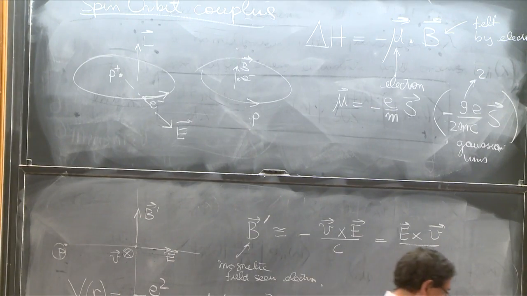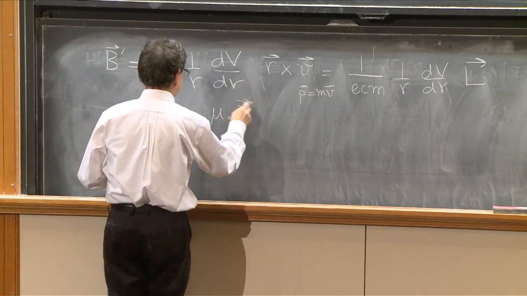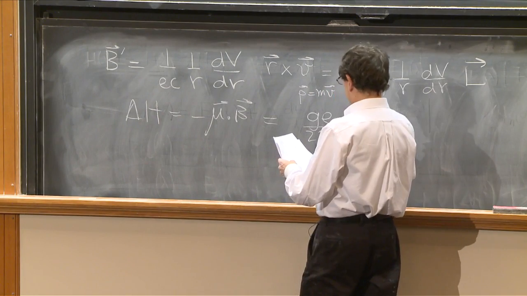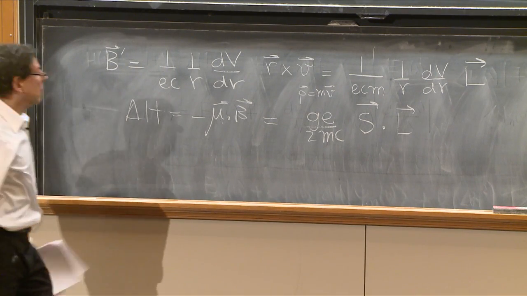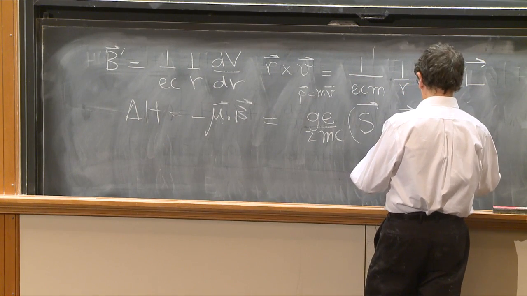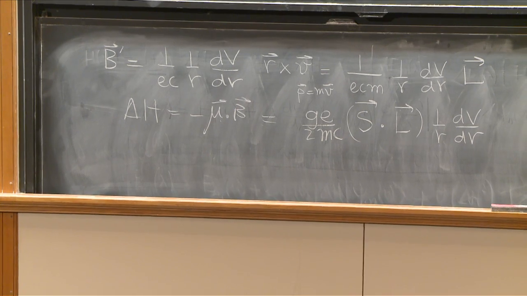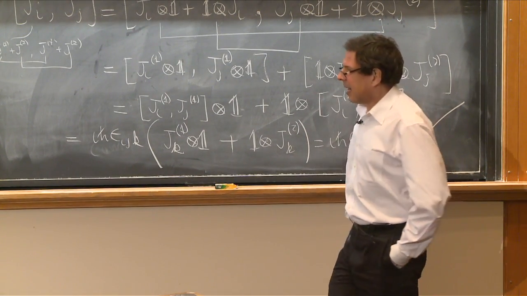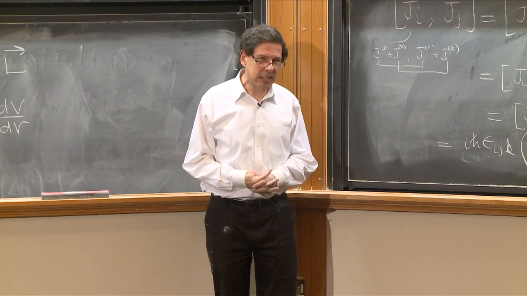Delta H would then be minus mu dot B, and that would be G E over 2 m c, spin dot L. Mu was given here. S dot L, 1 over R dV dr. And that is the spin-orbit interaction. Now, the downside of this derivation is that it has a relativistic error. There's a phenomenon called Thomas precession that affects this result.